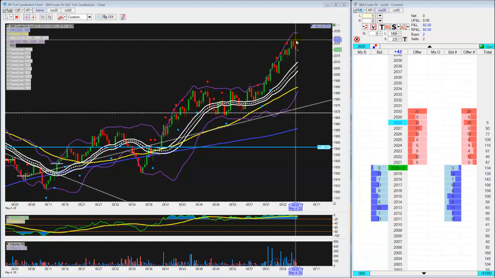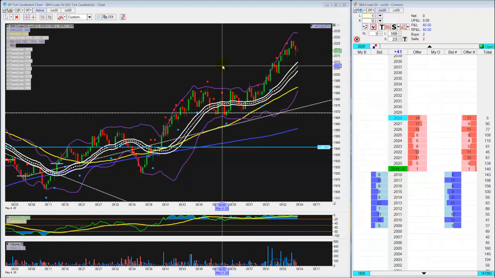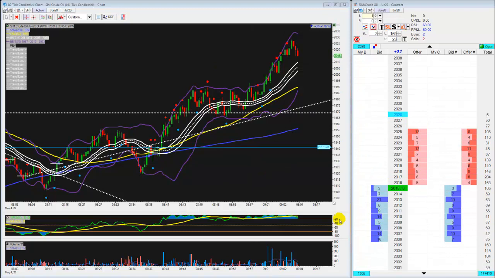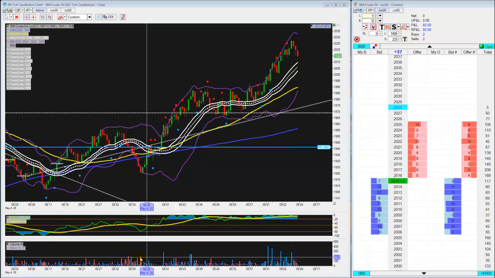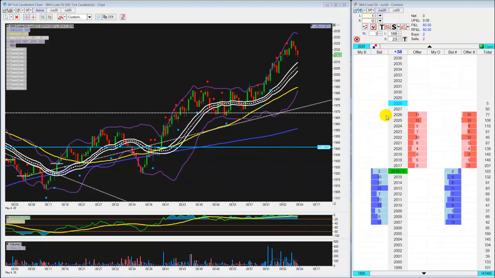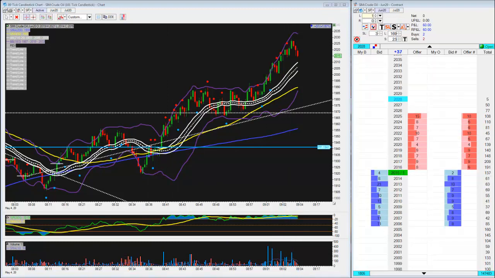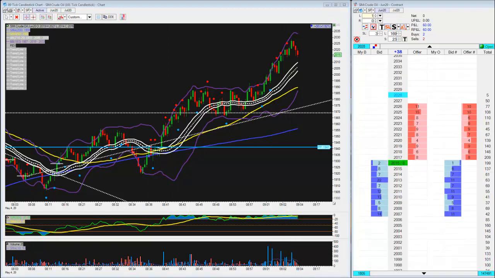Keep making new highs. It busted up through here. This is out of my wheelhouse right now without volume. All this is below 500. So they haven't found anything. Made a new high of 2028.